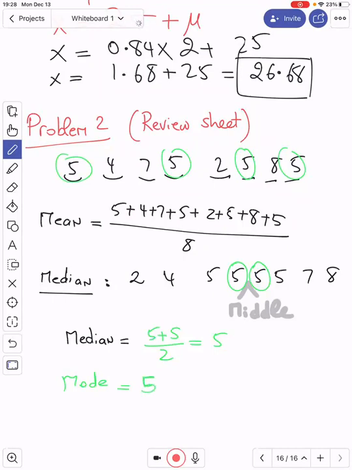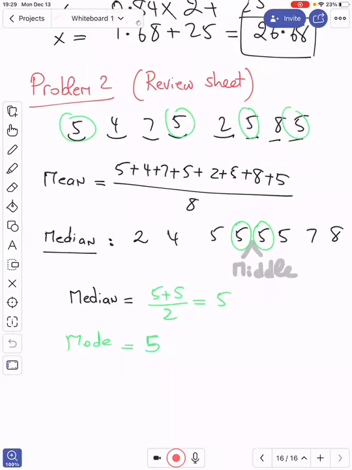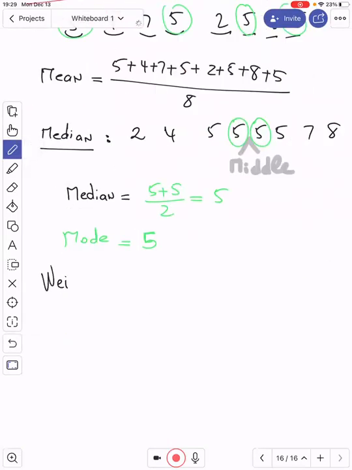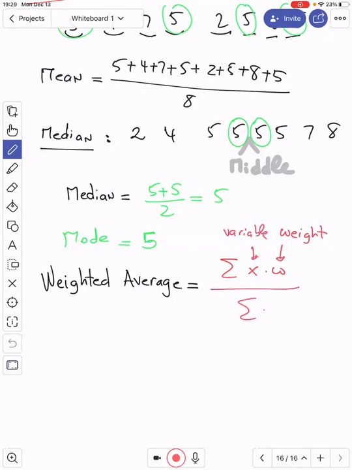Okay. The weighted average. This is interesting. I'm going to first remind you of the formula for the weighted average. It's supposed to be the sum of the x times the weight, where w is the weight of the variable and x is your variable, over the sum of the weights.